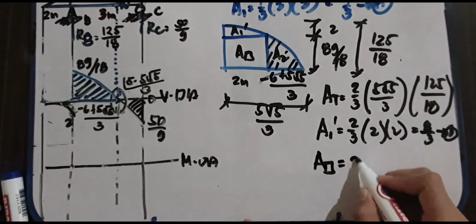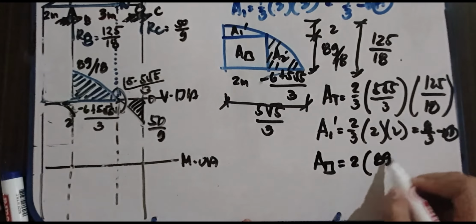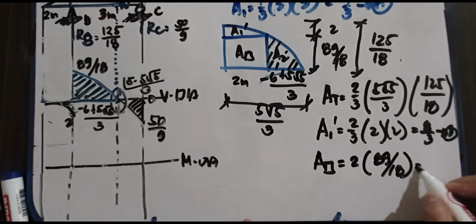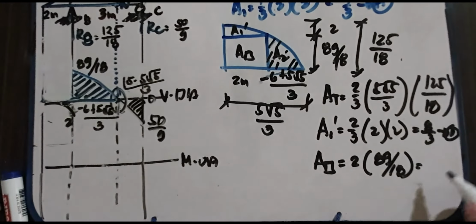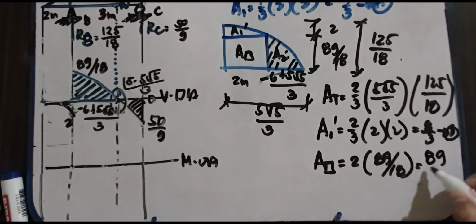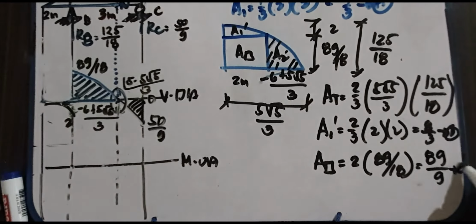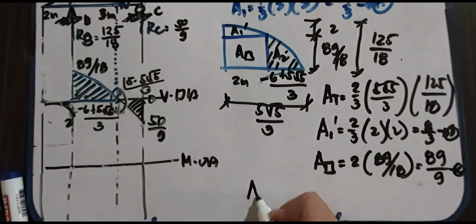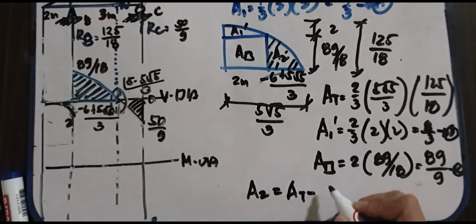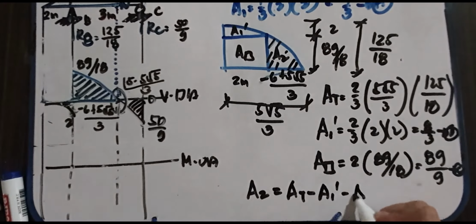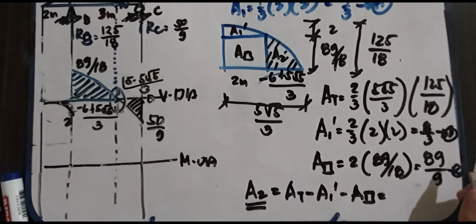Next, we have area ng rectangle. So, we have 2 multiplied by 89 all over 18. So, that is equivalent to 89 all over 9. Store natin kay C. So, we have area 2 is equal to area total minus the area 1 prime minus area of a rectangle. So, that is your area 2.